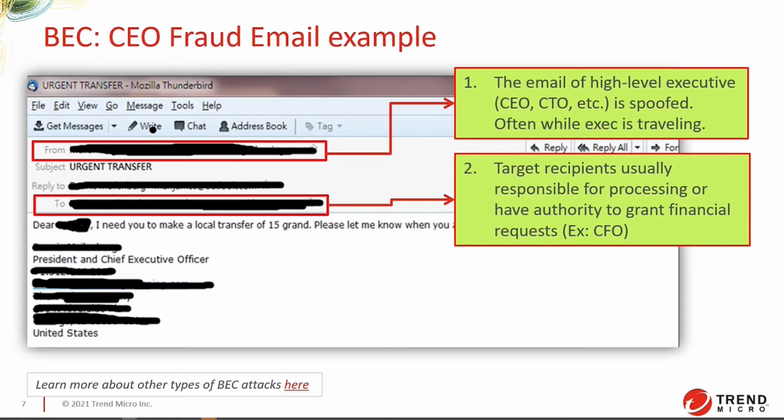So they're looking for the finance team, accounts payable. Someone that actually does have the authority to make transfers of money. For the most part, it's not exclusively that. One of the potential theft targets can also just be data, right?